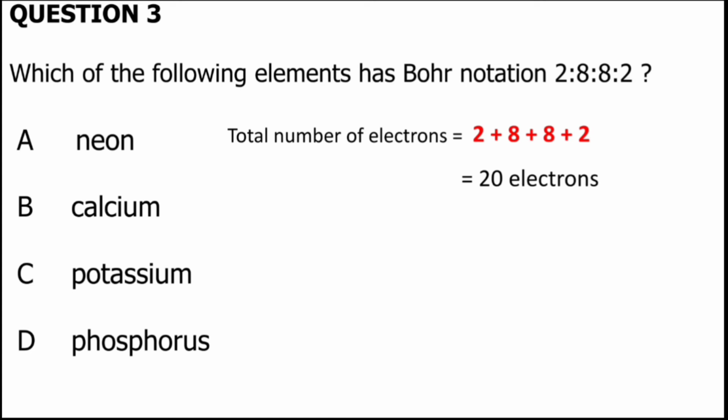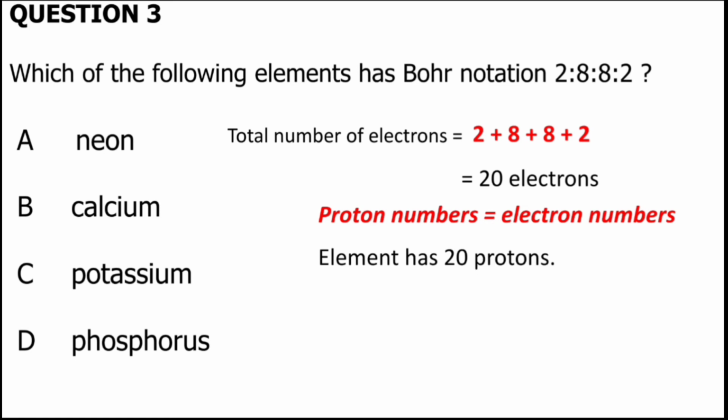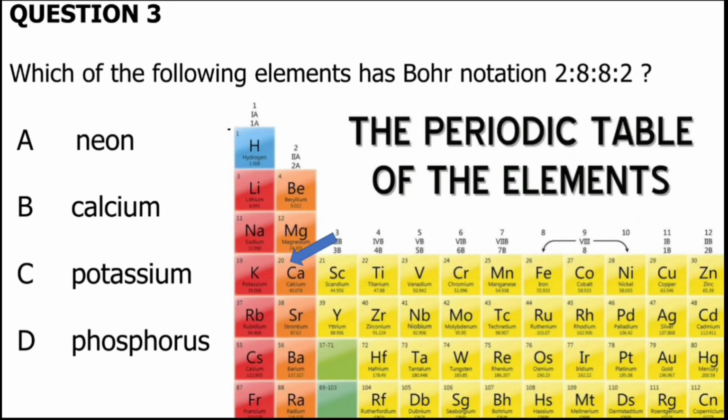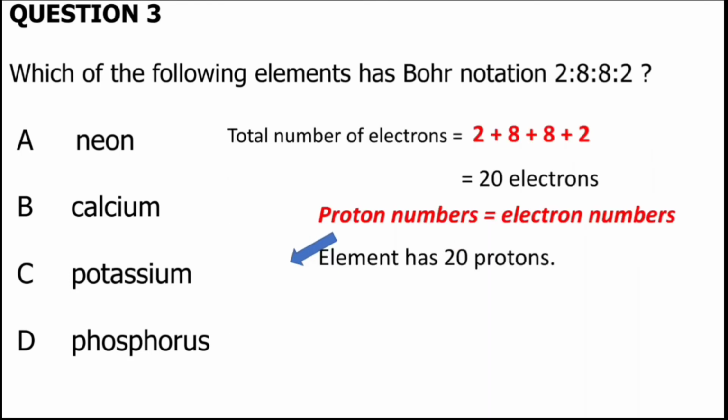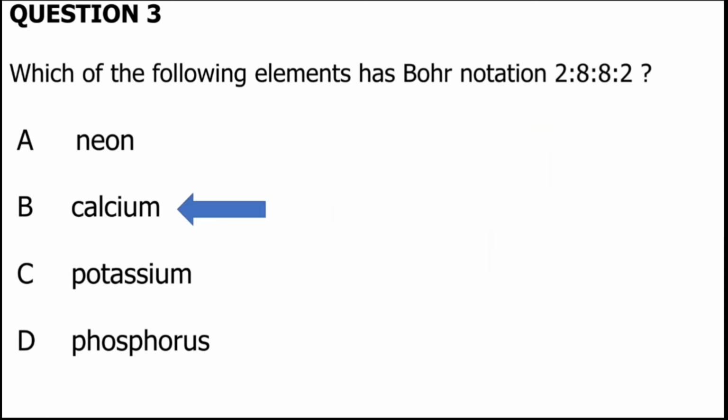So I need to find out which element in its natural state has 20 electrons. On the periodic table, I'm going to look for element number 20, because we are saying the electron numbers are equal to the proton numbers. So the element has 20 protons. On the periodic table, the element which has 20 protons is calcium. So the correct answer here would be calcium. Okay. And then question 4.